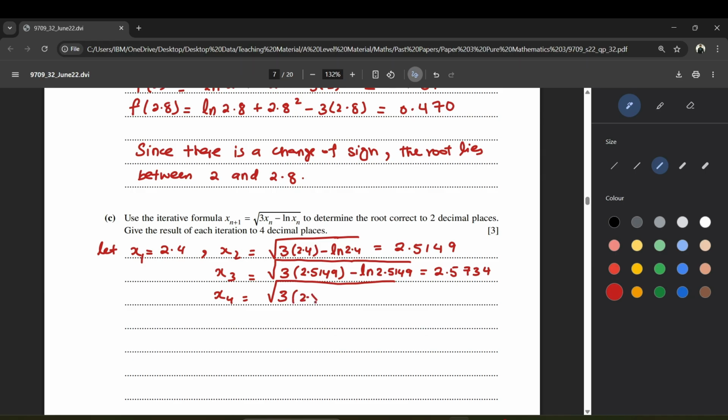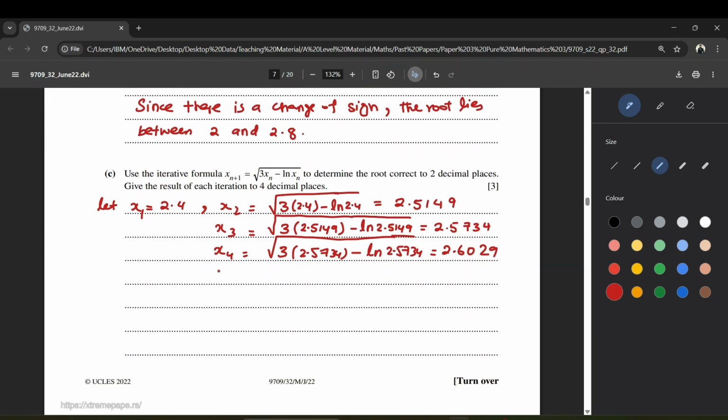So 3 times 2.5734 minus ln 2.5734. That will be 2.6029. Now the value of x5 will be 3 times 2.6029 minus ln 2.6029.